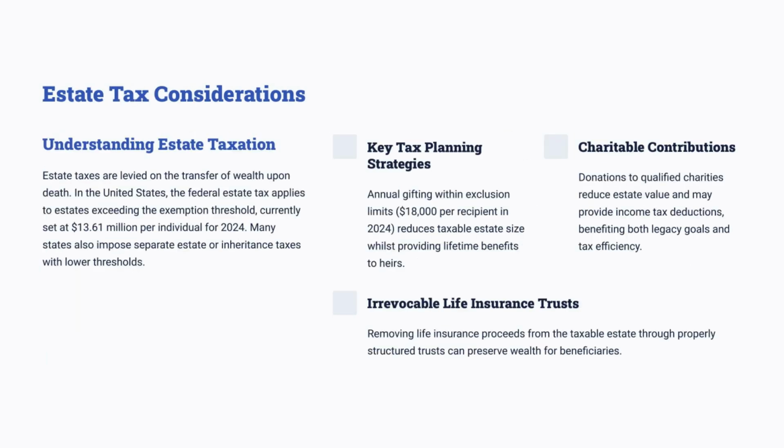Estate taxes impact wealth transfer upon death, with federal taxes applying to estates over $13.61 million in 2024. States may have lower thresholds. Key strategies include annual gifting within $18,000 limits, charitable contributions for tax efficiency, and using irrevocable life insurance trusts to exclude proceeds from taxable estates, preserving wealth for beneficiaries.